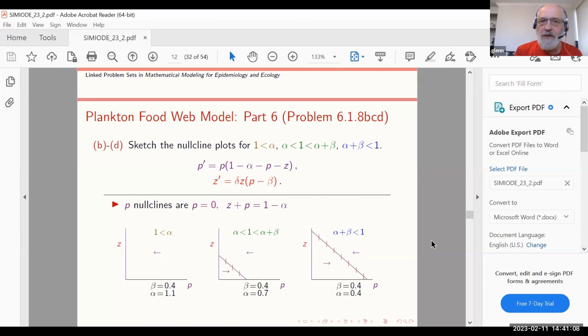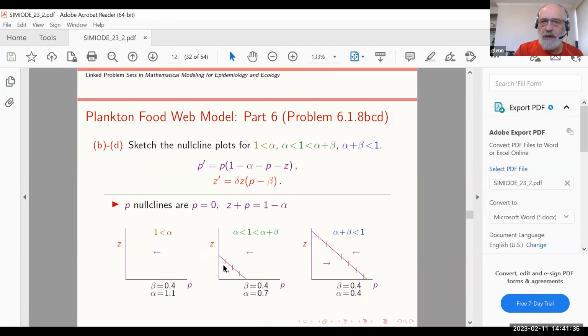The P null lines are more complicated because one of them is an equation, Z plus P equals 1 minus alpha. If alpha is bigger than 1, that equation lies outside the first quadrant, so we don't see it. And as alpha and beta change, we're keeping beta fixed. As alpha decreases, this null line moves upward. So let's look at the middle one.